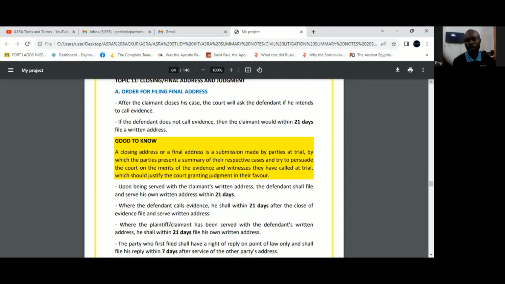So that's the sequence with which final addresses are filed, all right? Again, a good way to remember it is to remember that the one who goes last at trial is the one who would file final address first. And after the other party files their own final address, the one who filed first would have a right of reply on points of law only.